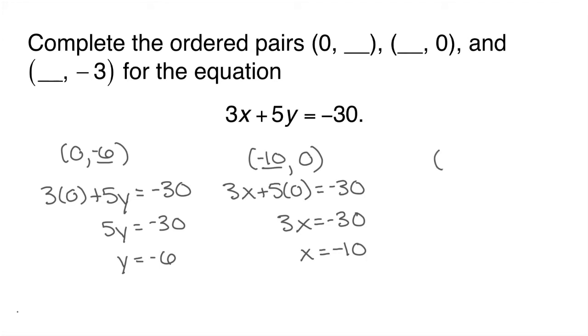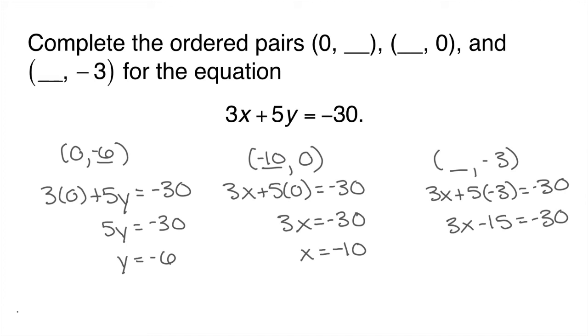Finally, we have the ordered pair (blank, -3). Here our y-coordinate is -3. So our equation is 3x plus 5 times -3 is equal to -30. Simplifying on the left side, we have 3x minus 15 is equal to -30. We add 15 to both sides of the equation to get 3x is equal to -15. And then we divide both sides of the equation by 3 to get x equals -5. And so our final ordered pair is (-5, -3).